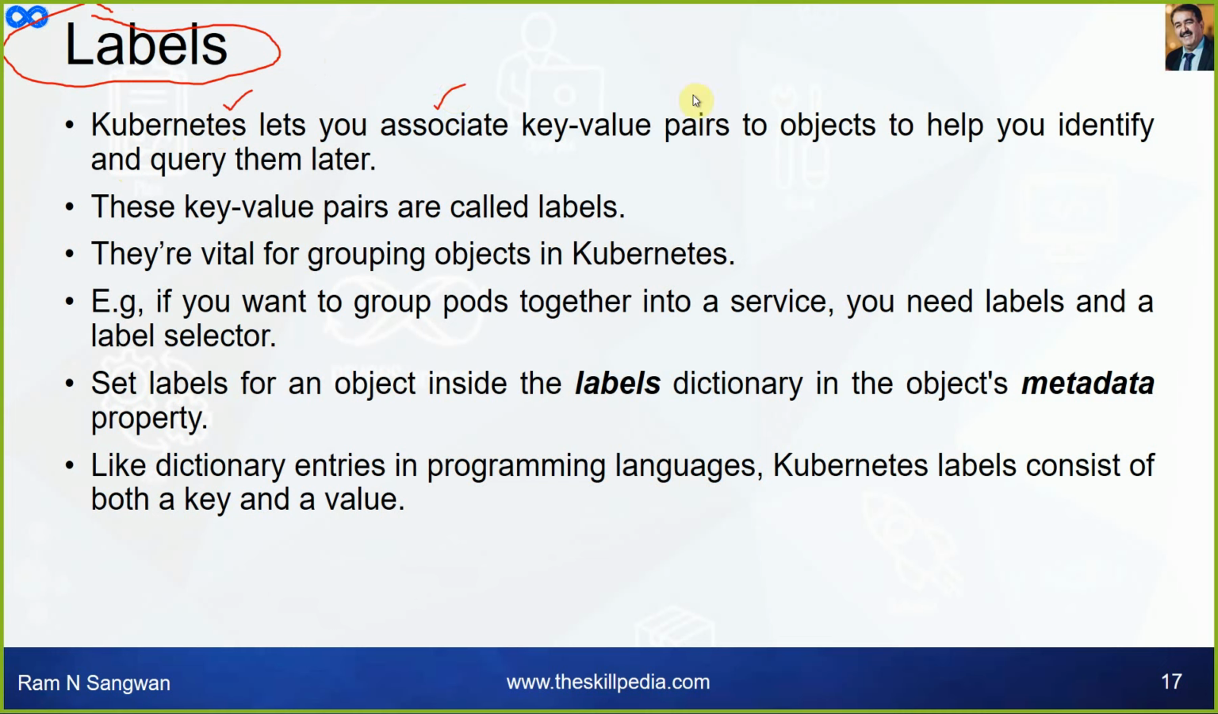Kubernetes lets you associate key value pairs to objects to help you identify and query them later. These key value pairs are called labels. They are vital for grouping objects in Kubernetes. For example, if you want to group pods together into a service, you need labels and a label selector. Set labels for an object inside the labels dictionary in the object's metadata property. Like dictionary entries in a programming language, a Kubernetes label consists of both a key and a value.